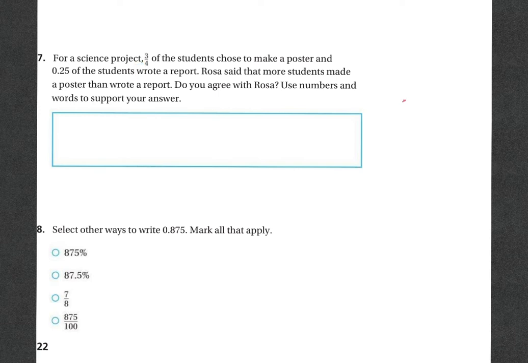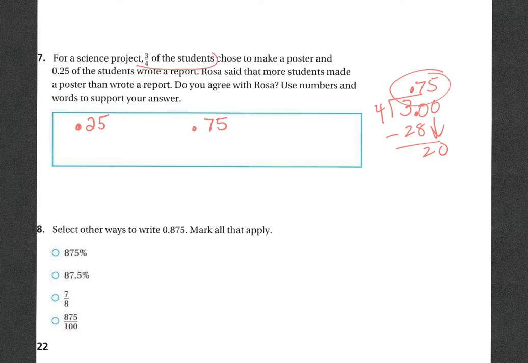So remember, we go 3 divided by 4, can't go in, put my 0 there, 7, I get 28, subtract, I get 2, add my 0, bring it down, and it goes there. So now I'm comparing the 0.25 and I'm comparing the 0.75. So 75% of the students made a poster, and 25 of the students, or 0.25 of the students wrote a report.